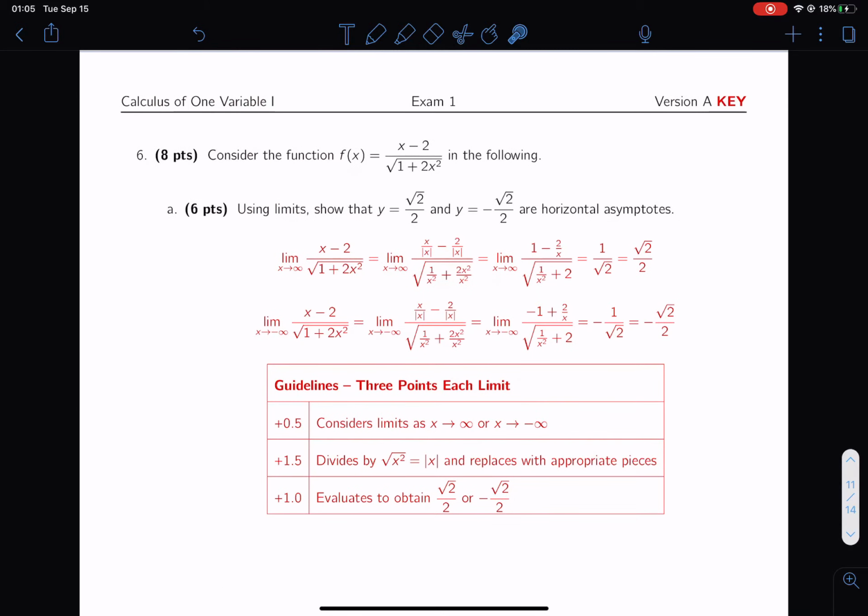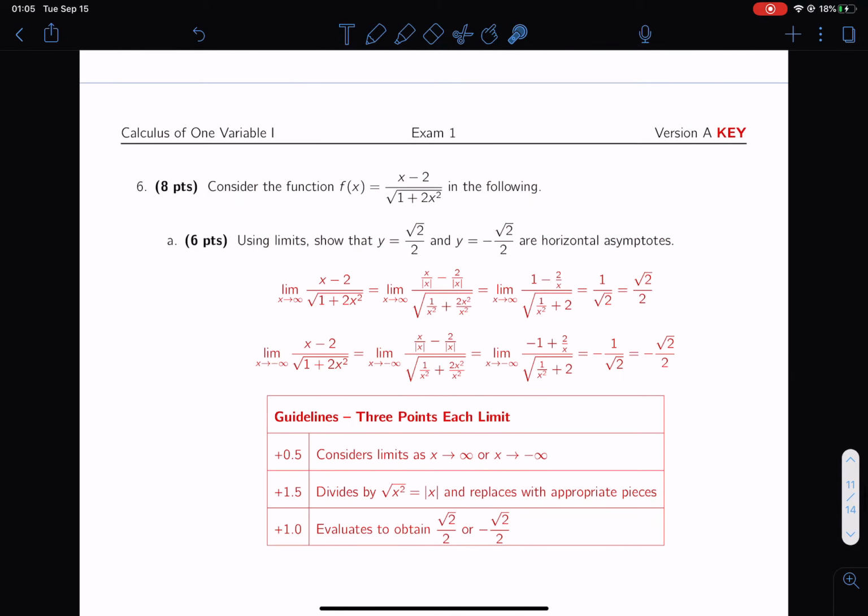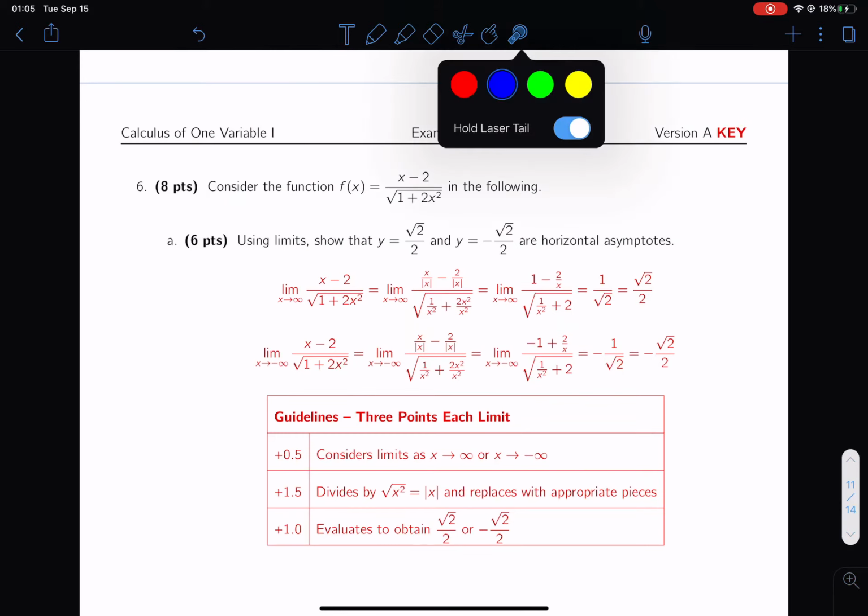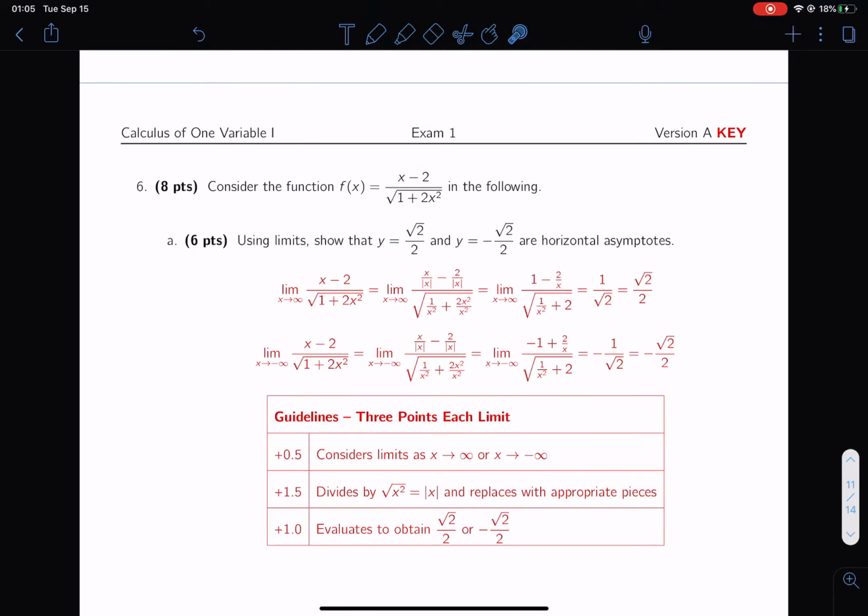And question number 6, this is the last one. Question number 6, consider this function. Horizontal asymptotes. Horizontal asymptotes just means the end behavior. That means what is the limit as x approaches infinity of f of x? And what about as x approaches negative infinity of f of x? That is the horizontal asymptotes.